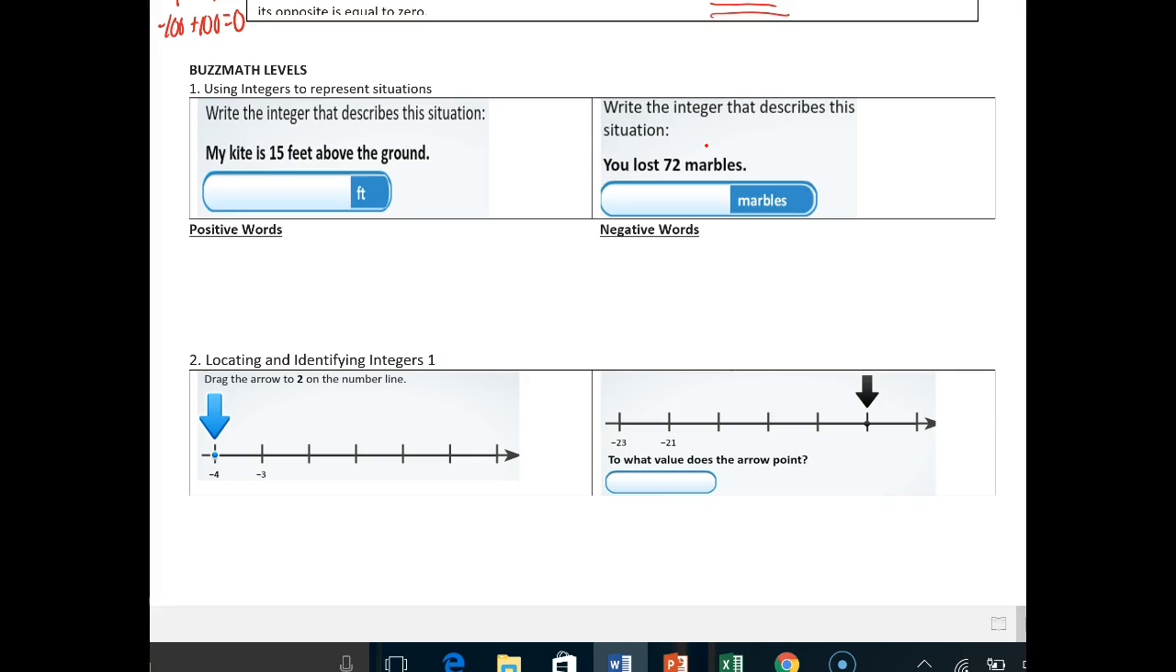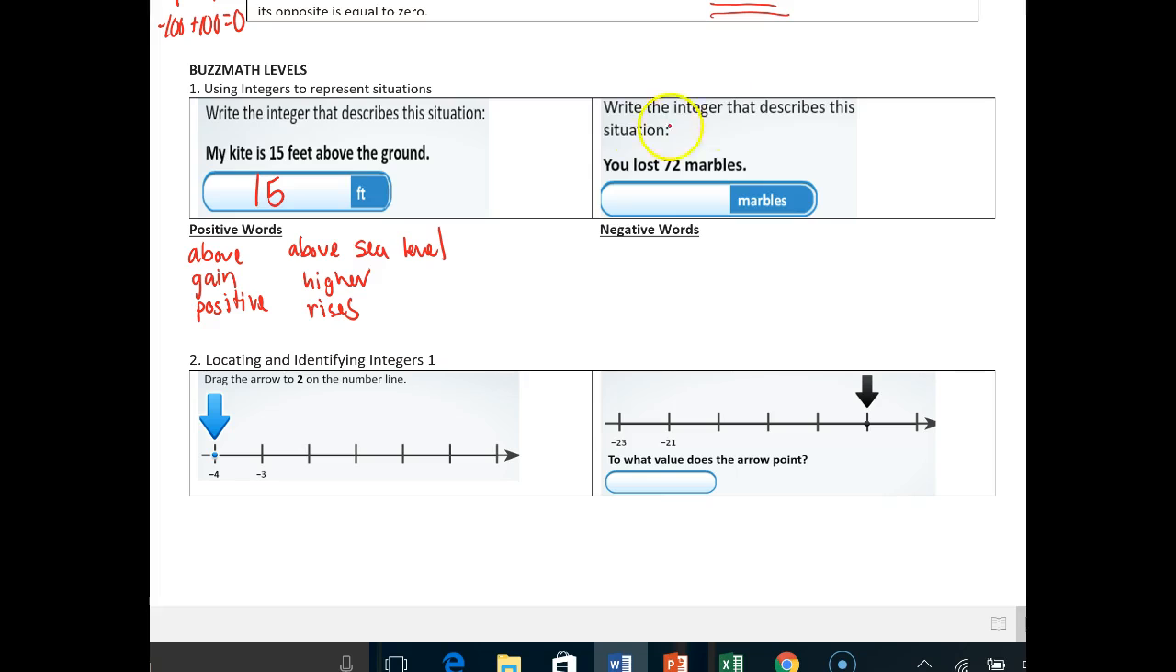So the first level is using integers to represent situations. Write an integer that represents the situation. My kite is 15 feet above the ground. That's just a positive 15. Positive words are like above, gain, obviously the word positive, something like above sea level, something like higher, rises. Those are all positive words that mean positive integers.